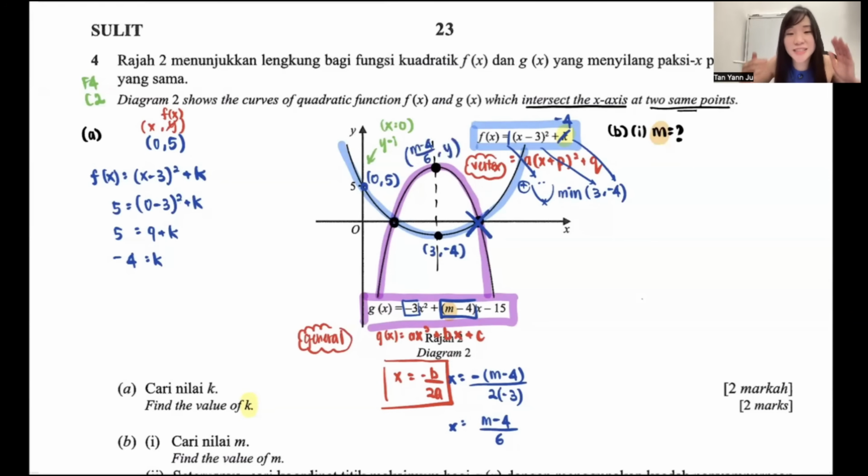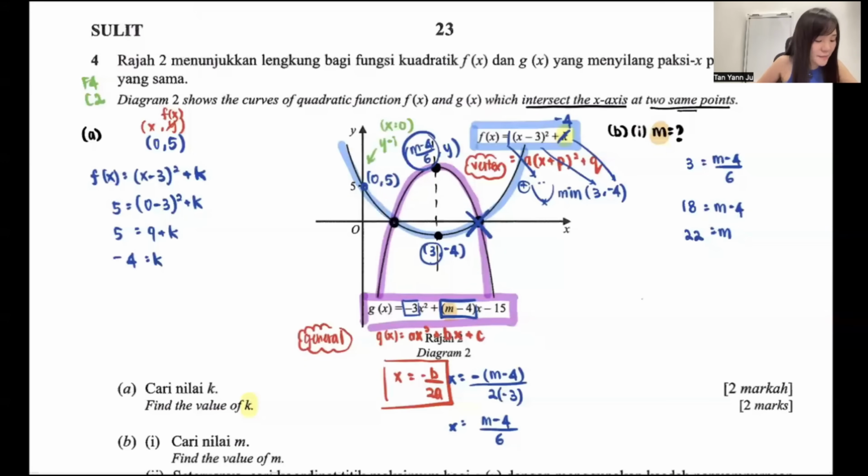Okay, my dear. Since they're sharing the same axis of symmetry, isn't it that my x value and your x value will be the same? So I can say 3 equals (m minus 4) over 6. Then moving things around, you should be able to get the answer. Divide by 6, move it up, times 6. Minus 4, move it over, plus 4, 22. Got it. My M answer equals 22. Done. Okay, guys, all get that?